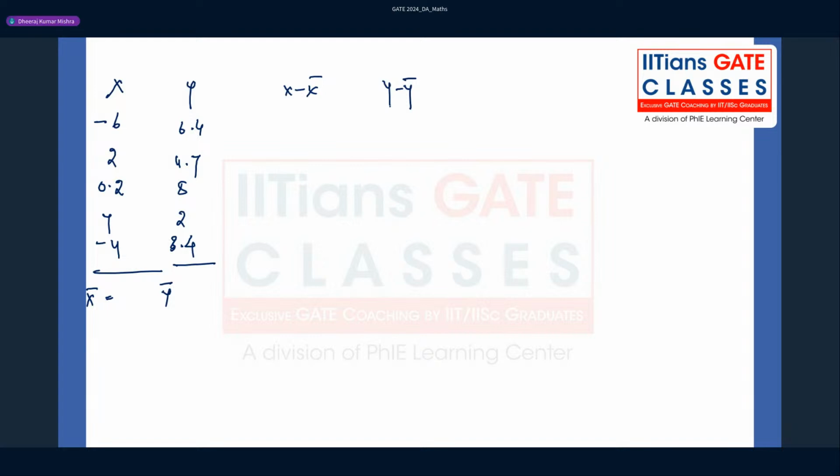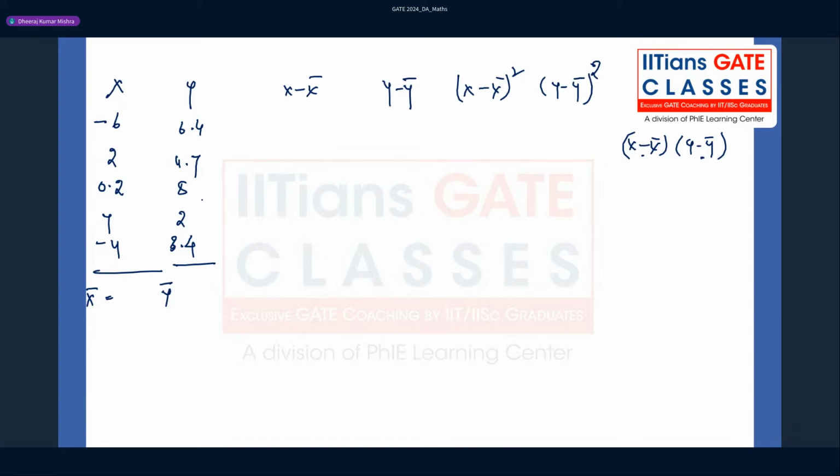Then what you have to find? Then you can find out x minus x bar whole square, y minus y bar whole square. Understood? So these things you have to find. Then you can find x minus x bar into y minus y bar. These are the table that you have to form. Then you can find the expectation, the mean. So you multiply this and this, and then you can find the mean.